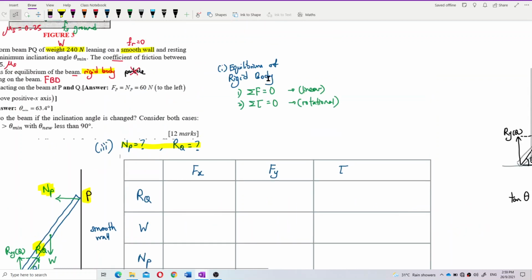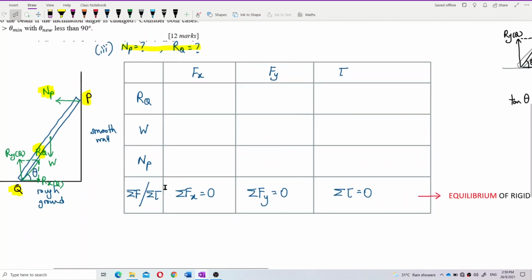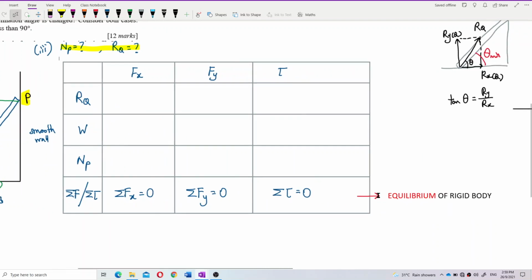We know that for equilibrium of rigid body, the total force must be 0. That means the total F in X component must be 0, the total F in Y component must be 0, and finally the total torque must be 0. Fulfilling all these means equilibrium of rigid body is achieved. All equal to 0 means the rigid body is in equilibrium.